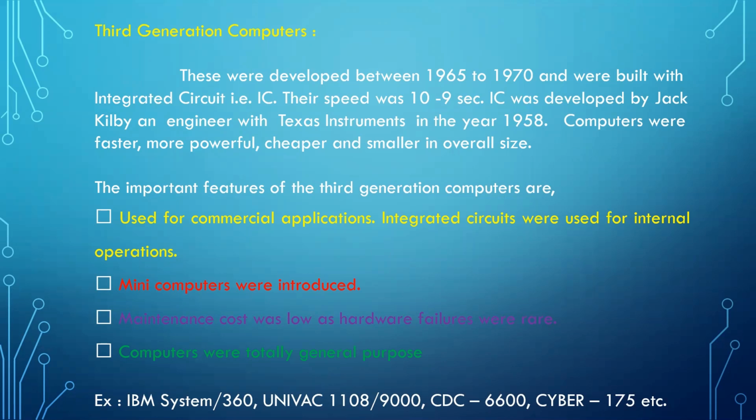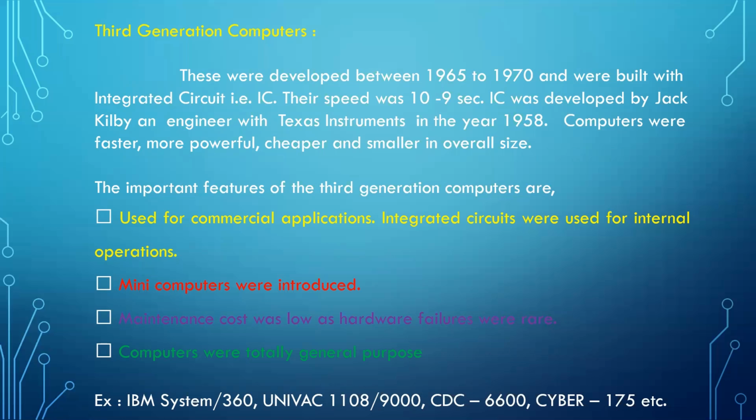By using such a device, we developed the third generation computers. With the help of that, the size was reduced enormously and the speed was improved. And this IC was developed in the year 1958, and we used it in the development of third generation computers during 1965 to 1970. This IC was developed by an engineer called Jack Kilby when he was working with Texas Instruments.